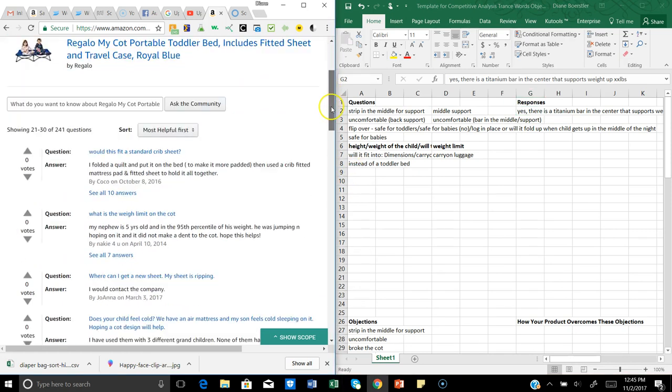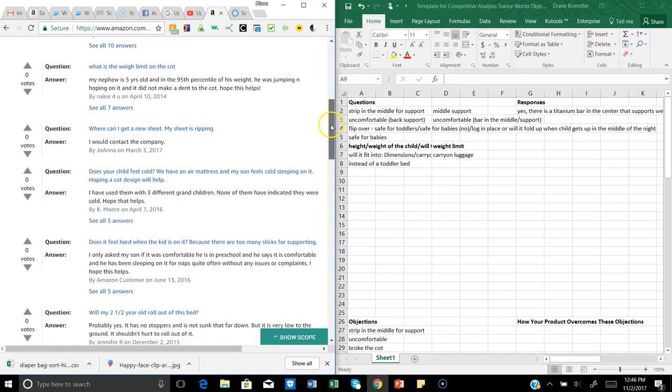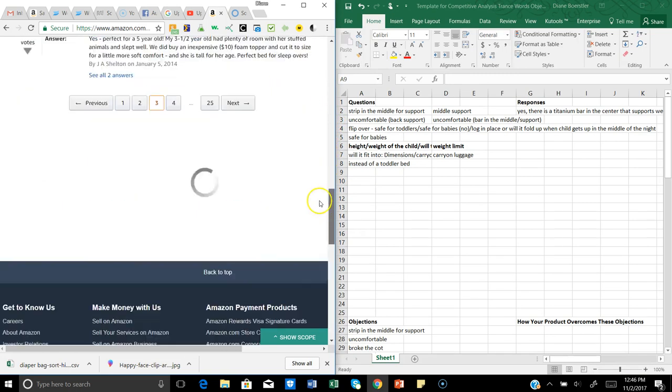Let's see here. More things like standard crib sheet size, people will be able to tell that. So there's size again, height, weight limit, will it fit onto, flip over. Where's our dimensions? Will a crib sheet fit? Okay, sorry. So you can go through all the questions.